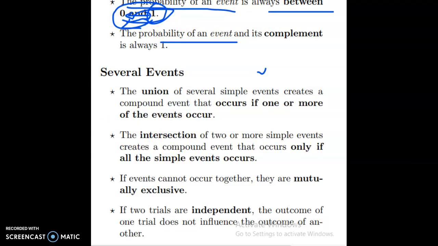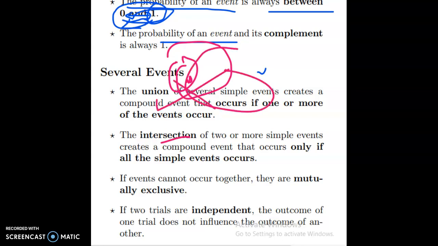The intersection of two or more simple events creates a compound event that occurs only if all the simple events occur. If events cannot occur together, they are mutually exclusive.